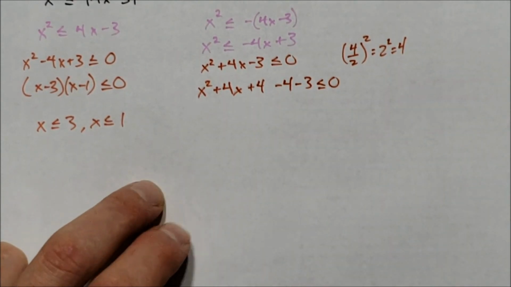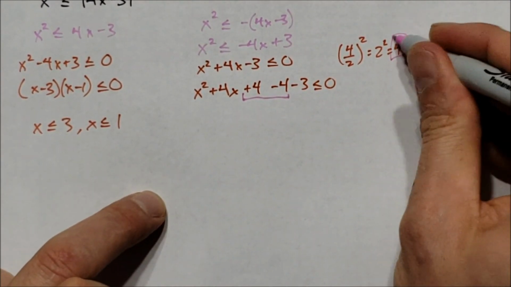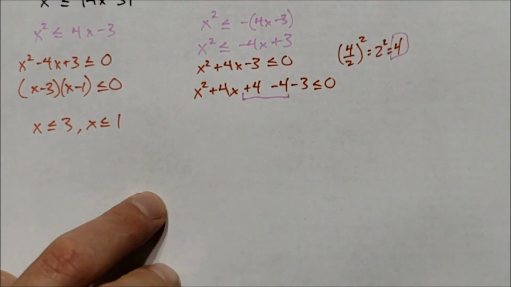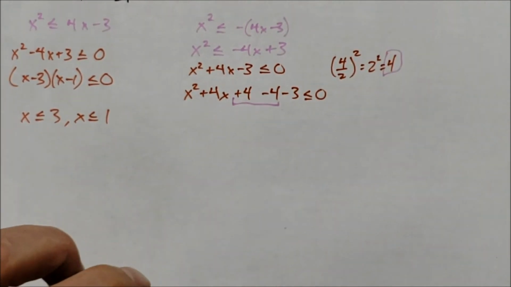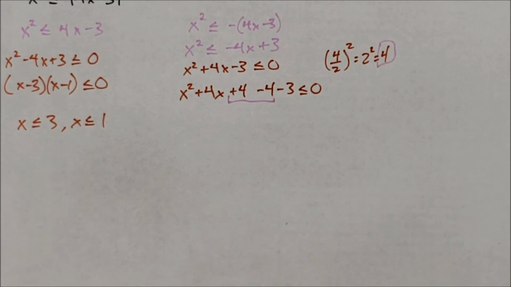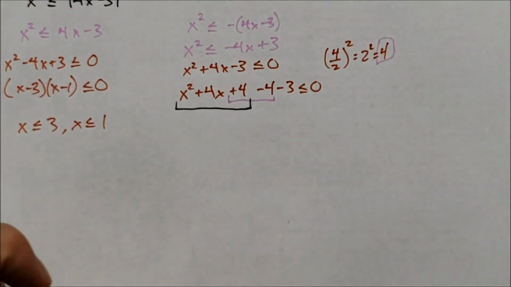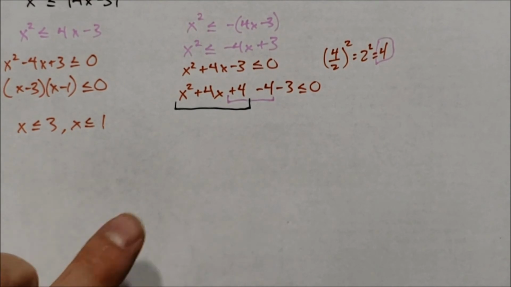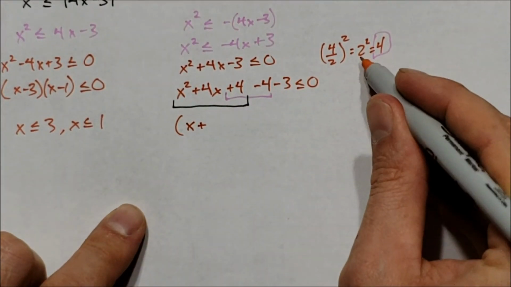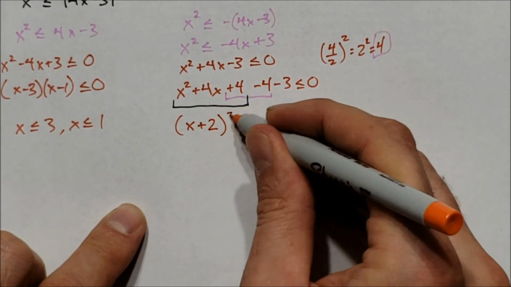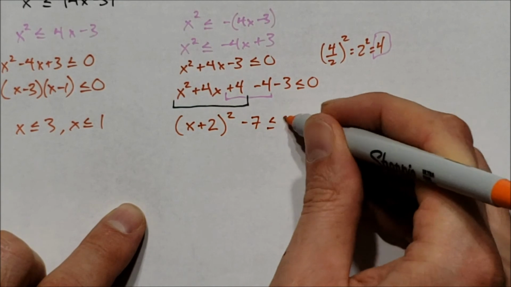This plus 4 and minus 4 comes from that little side work that we did. But that allows us to take this whole thing and factor it. That is a perfect square trinomial. So we'll have x plus 2 quantity squared, and then minus 4 and minus 3 is minus 7, less than or equal to 0.